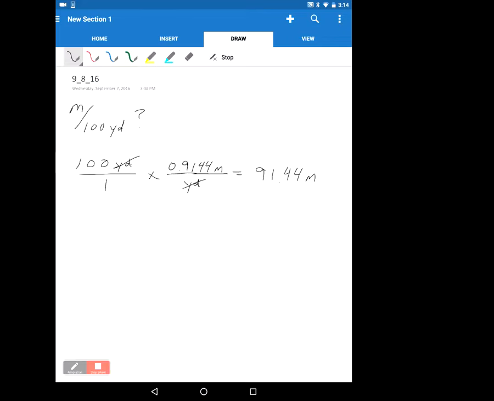Another way to think about this is if you multiply this out, you're going to have 100 times 0.9144 and yards times meters over yards. So if you have yards over yards, those cancel out with each other because anything over itself is 1. So that's what we're left with.